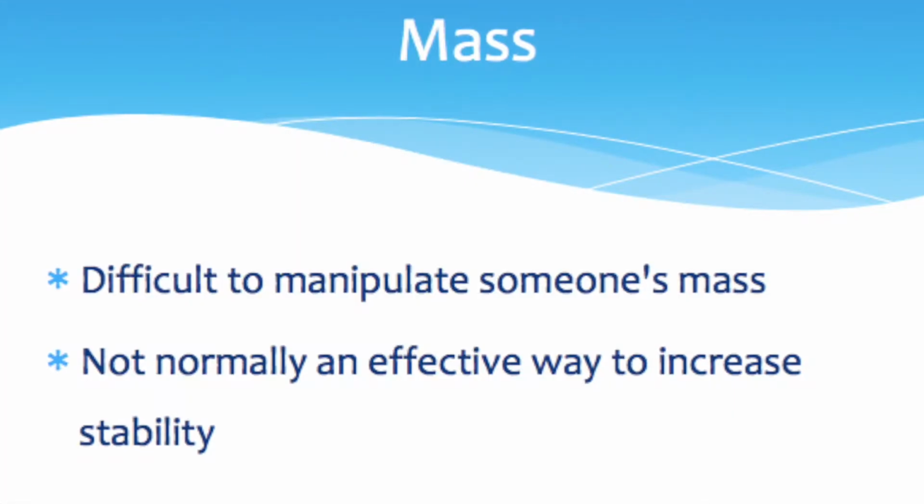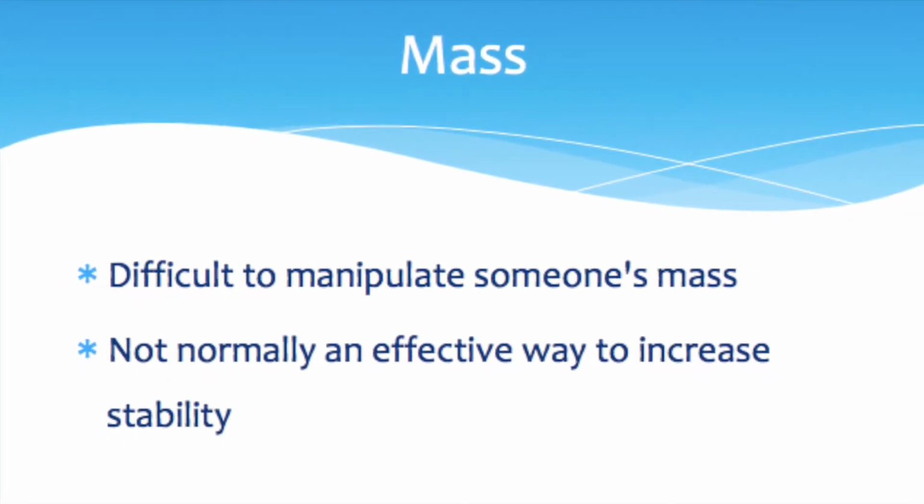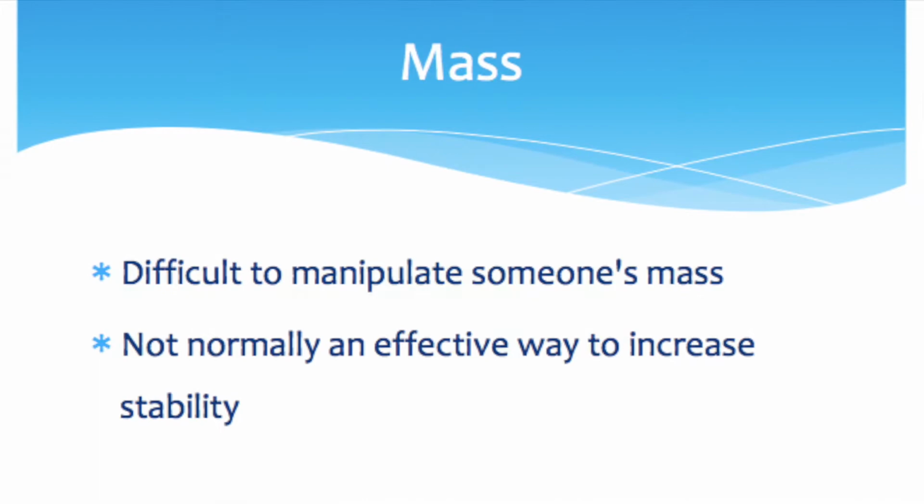So it's important for an athlete to have balance and equilibrium when it comes to forces applied externally or by themselves, even through movement. Another way to manipulate someone's stability is to change their mass. However, this factor is more difficult to manipulate.